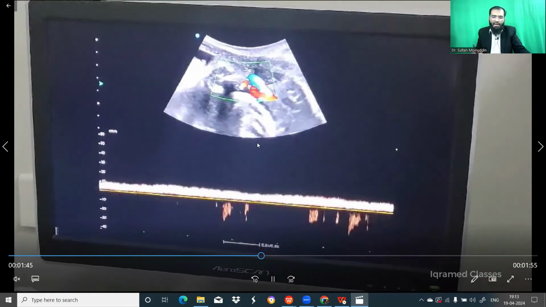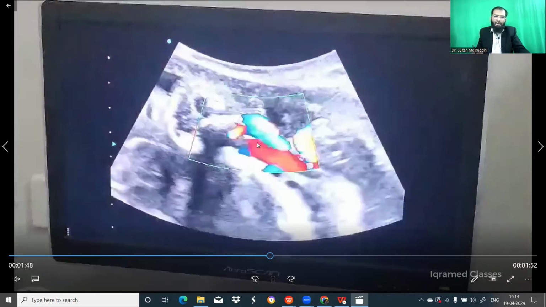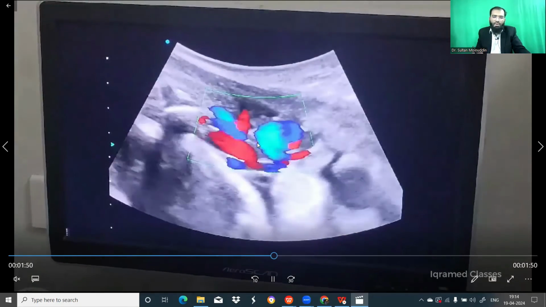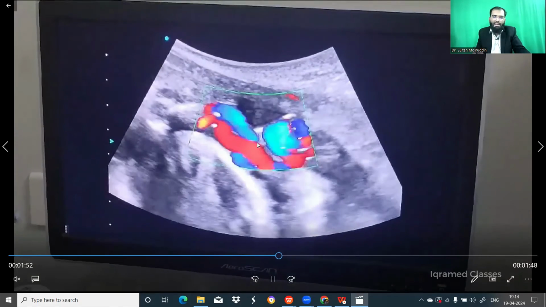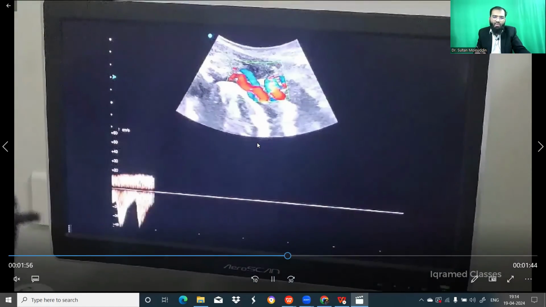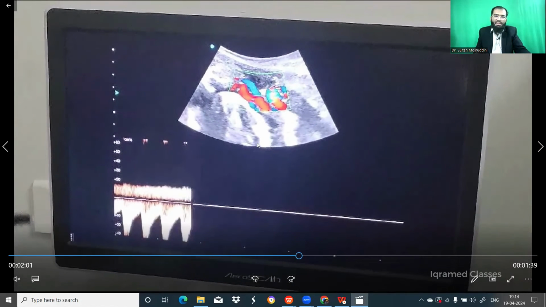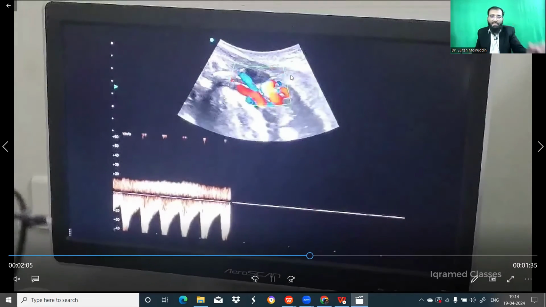Sometimes the cursor might go somewhere in the arteries and you can get this type of pattern, which is a mixed pattern. Okay. So now look here, this pulsatile is the umbilical artery. This non-pulsatile red one is the umbilical vein. And see, this is what I wanted to show you, that if the cursor is in between, you get such a mixed pattern.